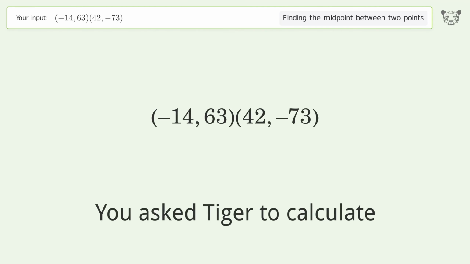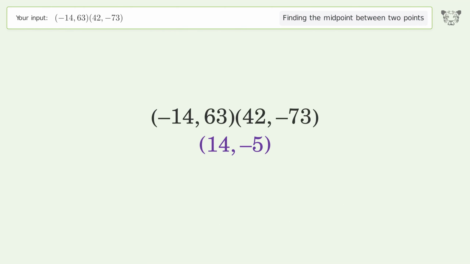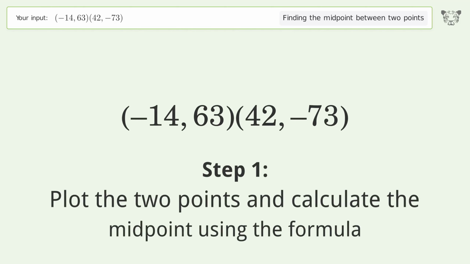You ask Tiger to calculate. This deals with finding the midpoint between 2 points. The midpoint between the 2 points is 14, -5. Let's solve it step by step. Plot the 2 points and calculate the midpoint using the formula.